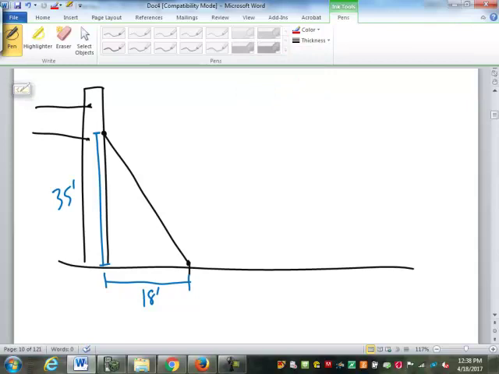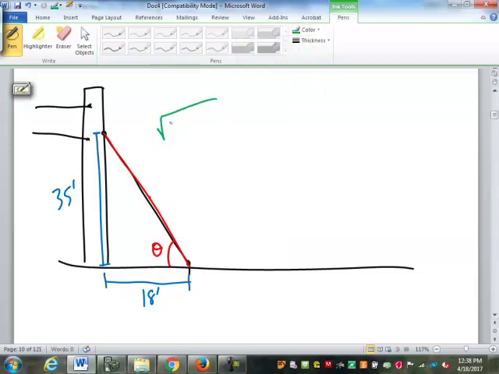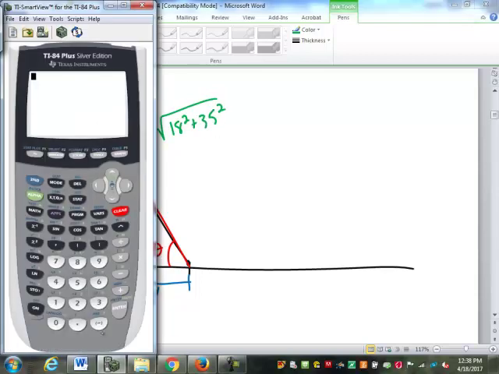So I want to know two things. I want to know how long that wire is going to be and then what angle with the ground that's going to form. The length is actually pretty simple to find. How do I find that length? Pythagorean theorem. It would be the square root of 18 squared plus 35 squared. Gives us 39.36 feet.